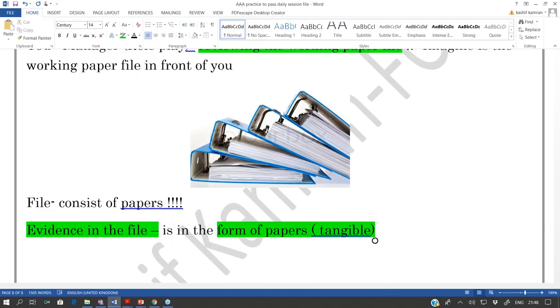Right? Now let's take a demonstration. Can all of you imagine a file in front of you? And you can see that on your screen, right? And the file consists of the papers, right? The file consists of paper.